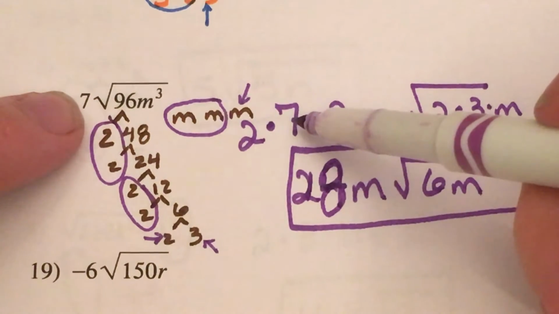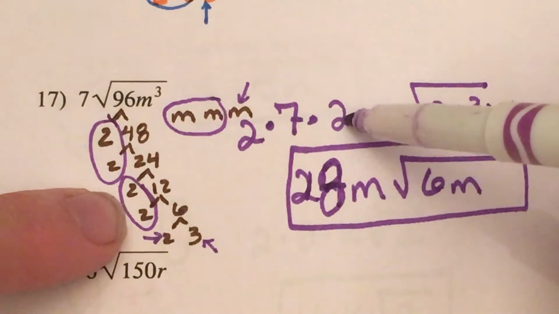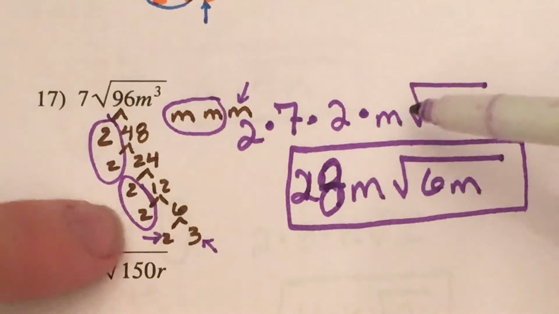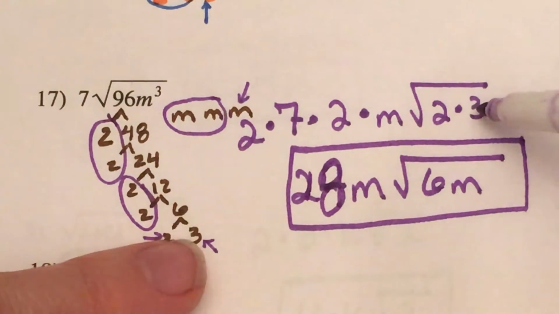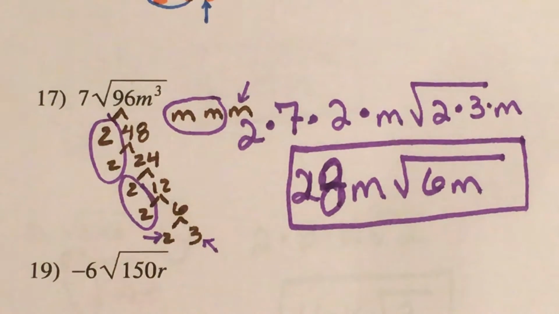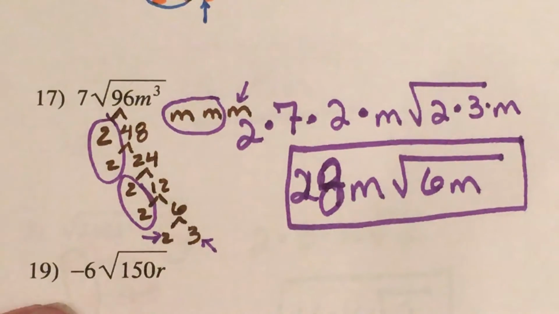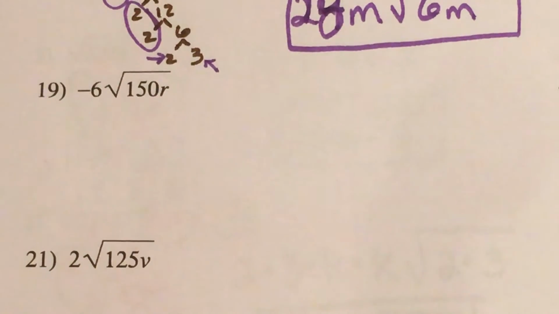So I have this 7 out in front, a bundle of 2s, times a bundle of 2s, times my bundle of m's, 2 times 3 times my leftover m. There we go. Man, my bad. Let's go do 19. We'll get this. I just wasn't careful, that's all.